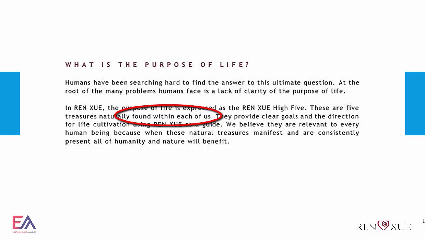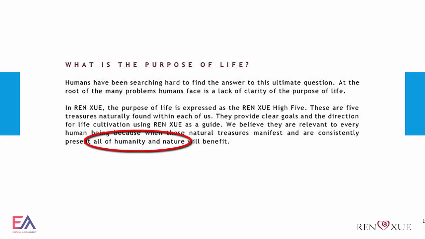But actually, the truth is, our true happiness has nothing to do with our external world and everything to do with our internal world. And of course, what is in our internal world is totally up to us and individual to us, and only we have control over that. So Ren Shui teaches us how to cultivate and to find these 5 treasures inside of us. Another important point here is that when these natural treasures manifest, they are consistently present in all of humanity and nature, and all of humanity and nature will benefit. And this brings us to the overriding principle of Ren Shui, which is Zidu Du Ren, which means lift yourself up and then lift others up.